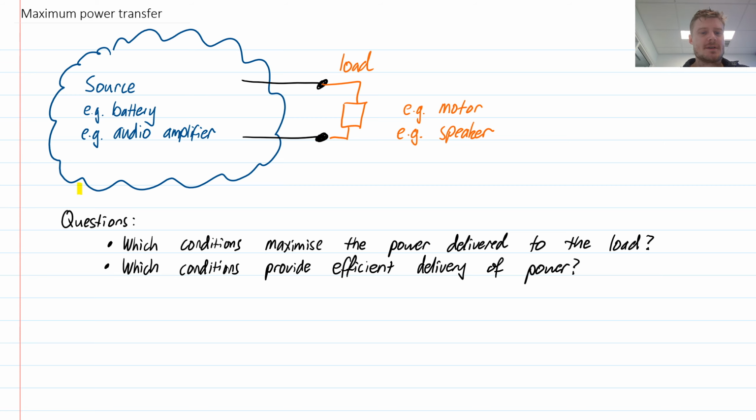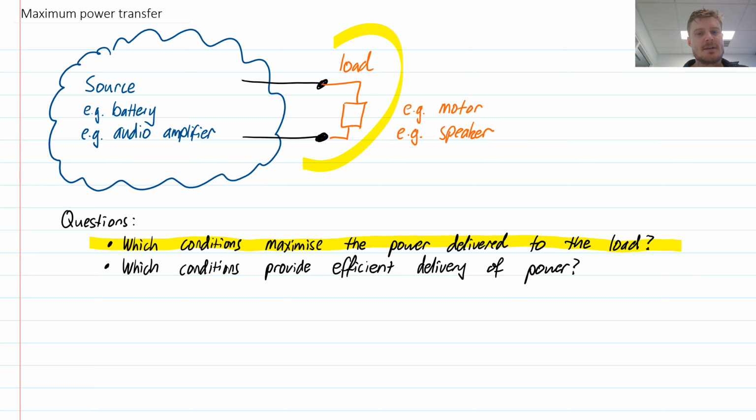Suppose that I have some source of power, could be something like a battery, and I'm delivering that power into a load. It could be something like a motor, for example. Or another scenario, it could be an audio amplifier driving a speaker, or many other situations that you could think of. And so in this scenario, I want to analyze what conditions are going to maximize the amount of power that I'm able to deliver to the load.